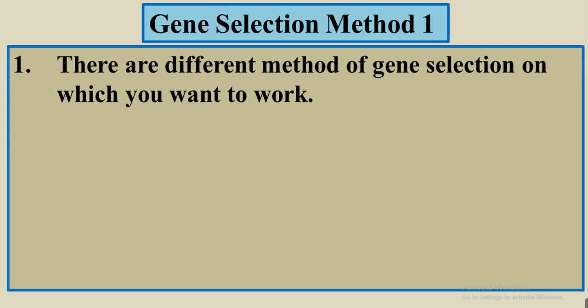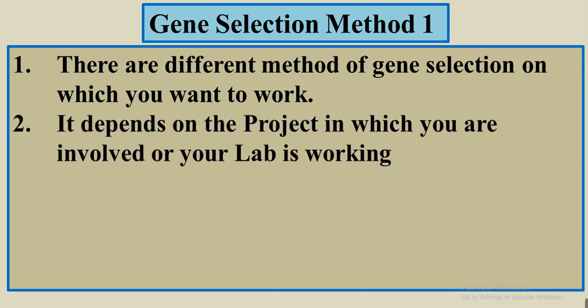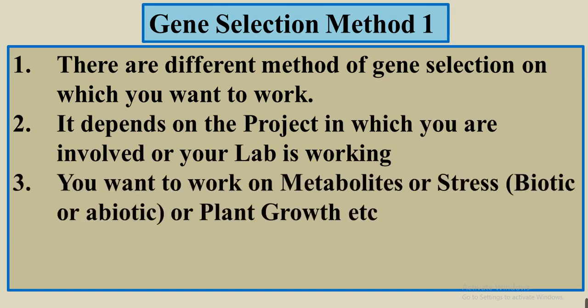This is the second video about gene cloning, and in this video we will learn how we can select our gene of interest on which we want to do our work. There are different methods of gene selection, but it depends upon the project you are interested in or the project that is running in your lab. First, you must select the attribute you want to work on, either metabolites, stress physiology, or plant growth related functions. First you must be clear on which type of attribute you want to work.